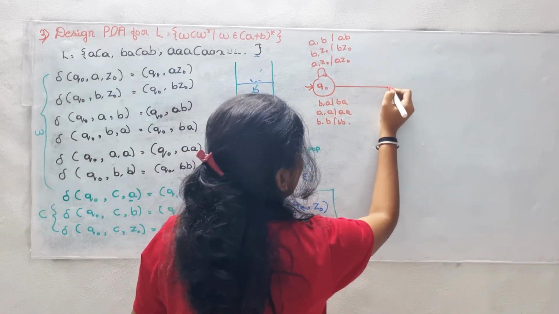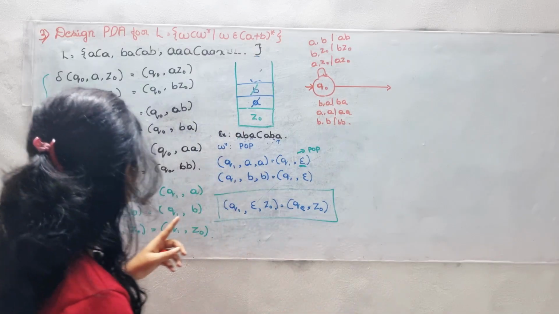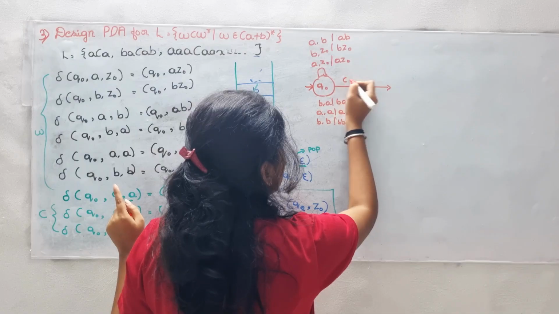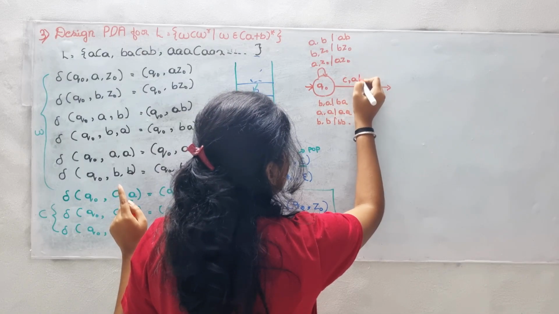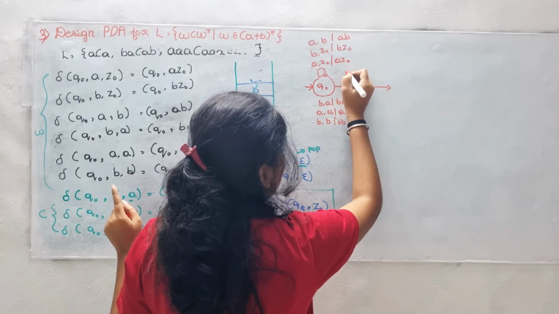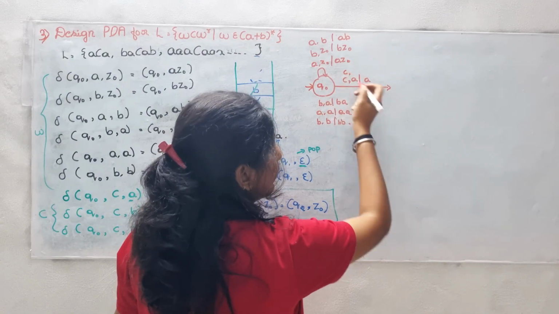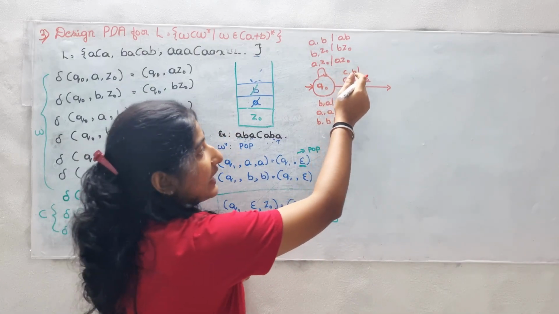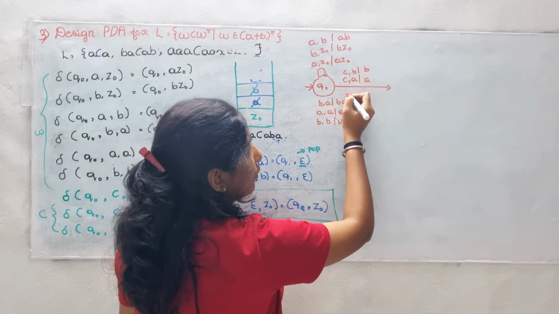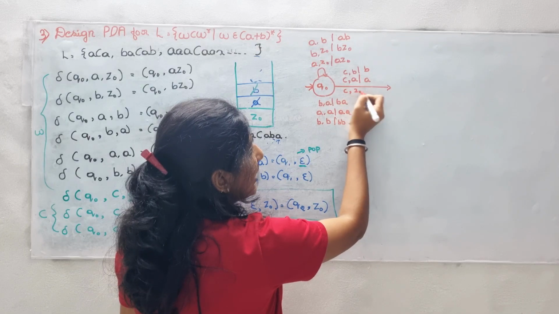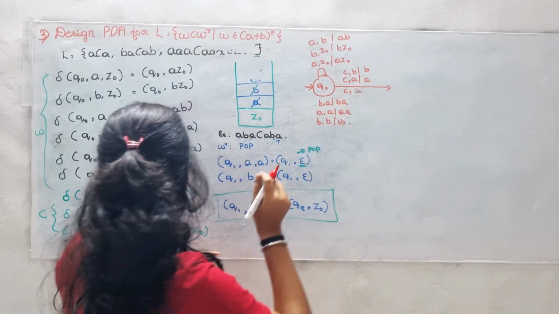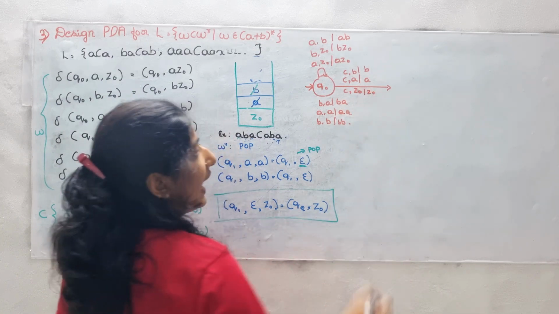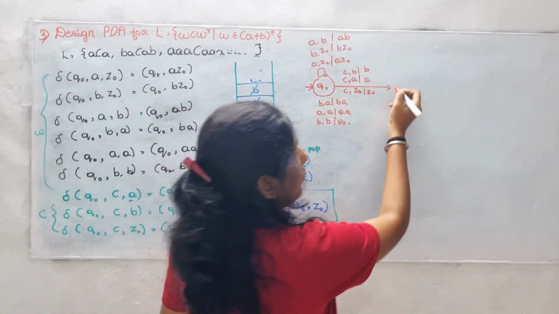So when I have to move from state Q0 to Q1 on C: if I get C and the top of stack is A, then I have to move to state Q1, and if I get C and the top of stack is B, then also I have to move. And if I get C and the top of stack is Z0, then also I have to move to the state Q1.